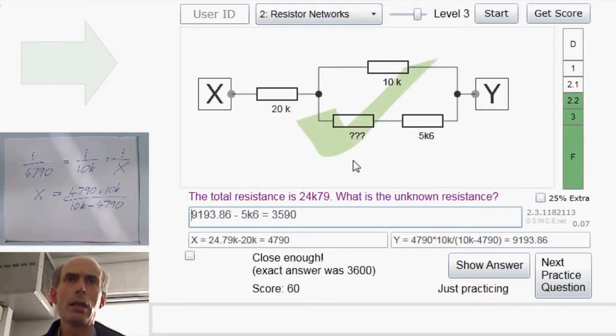Close enough. You won't get the exact answer when you do problems like this, because the total resistance wasn't exactly 24.79. There would have been a few decimal places down here that weren't printed out, but you'll get the answer marked correct because you're close enough. They get a bit trickier, these. Let's have a look at another one.